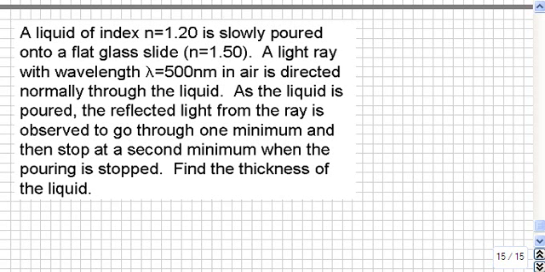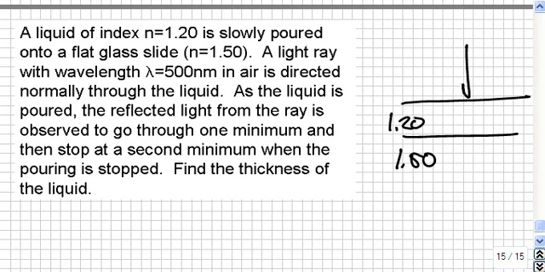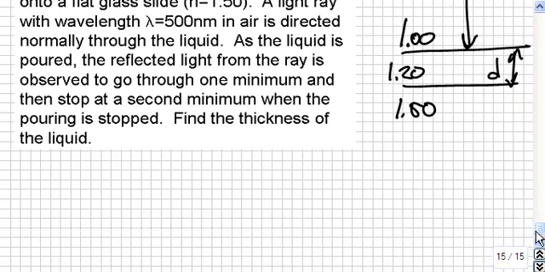Let's do a sketch of what's happening in this problem. I have a glass substrate, which is flat. I have a liquid, which is being poured on to some thickness d, and I have an incident ray from air. And what I'm asked to find is what the thickness of the liquid d is, which gives this particular signature, namely it's the second destructive minimum in the reflected light.